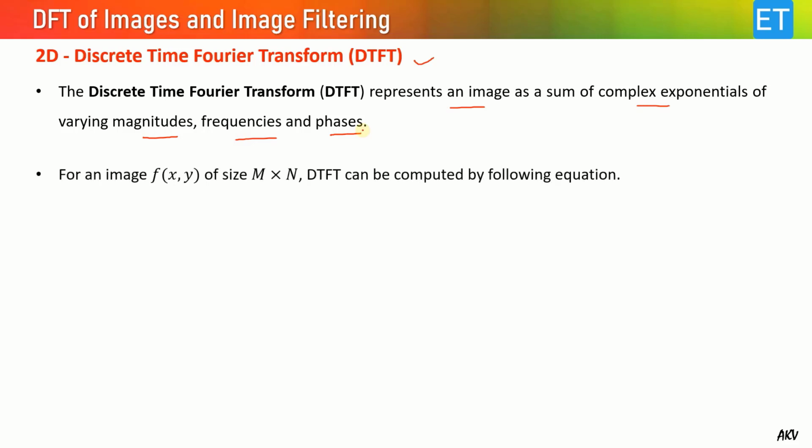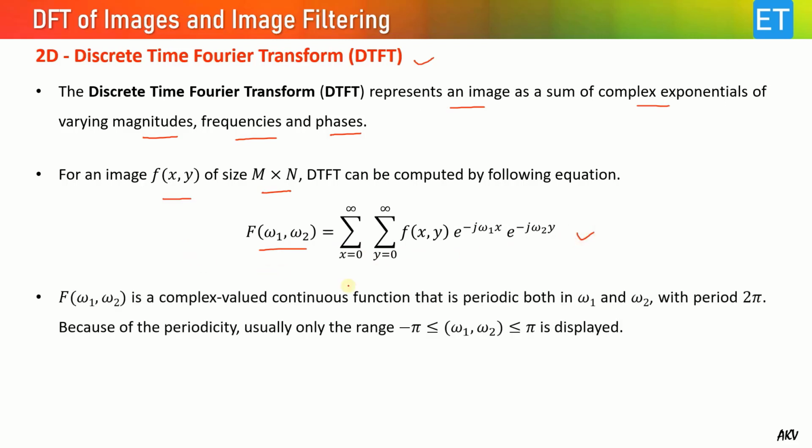I will show you how. For an image f(x,y), let's say its size is M by N, the DTFT can be computed by the following equation. So you get F(omega1, omega2) as the output. It is known as the spectrum of the image, and you can achieve it by this equation. Here F(omega1, omega2) is complex valued, it is a continuous function of omega, and it is also a periodic function of omega with a period of 2 pi.